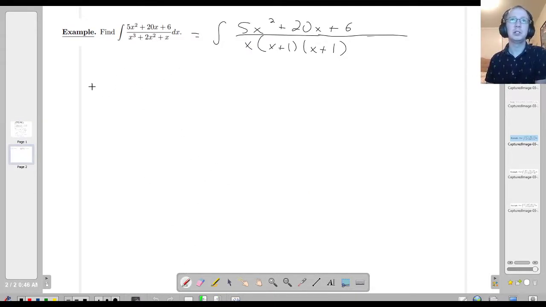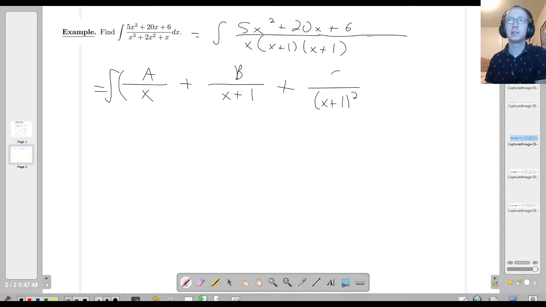This is supposed to be equal to, so let's do the first factor, x. I'll just call it a over x. The next factor is x plus 1, so I'll call it b over x plus 1. And then, because this factor shows up twice, I need another term that's some number over x plus 1 squared. Okay? So now, let's go ahead and ignore the integral for just a second and see what happens with these fractions when I combine them.